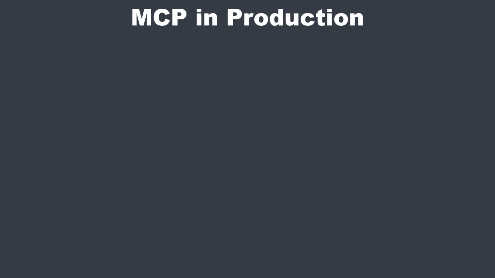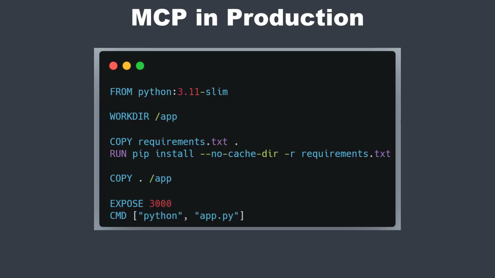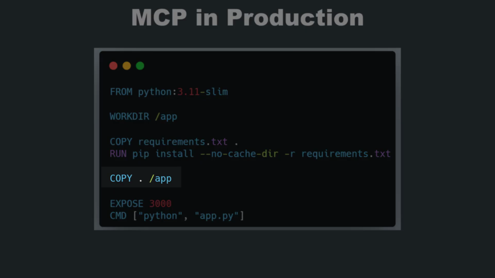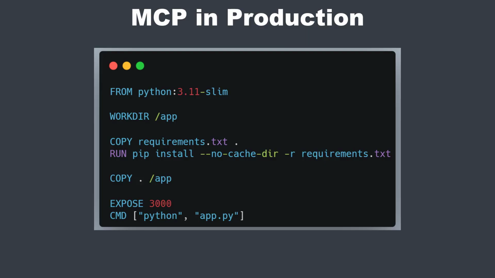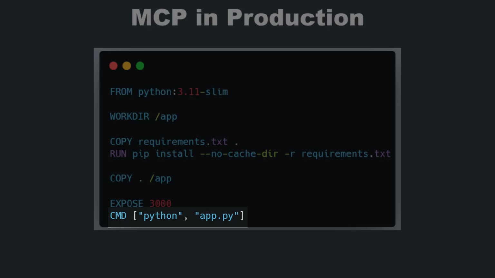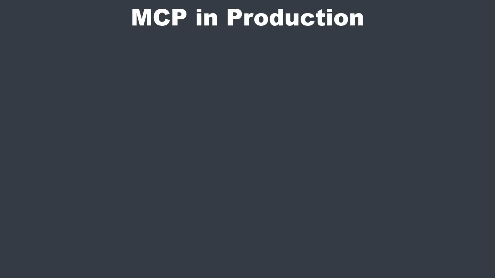To make a container from that application, we need this very simple Dockerfile. We copy the app.py into the container and use python app.py as our startup command. Quite simple. Now let's move on to deploying our MCP host and the client setup.